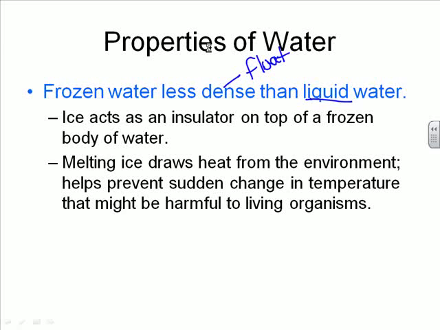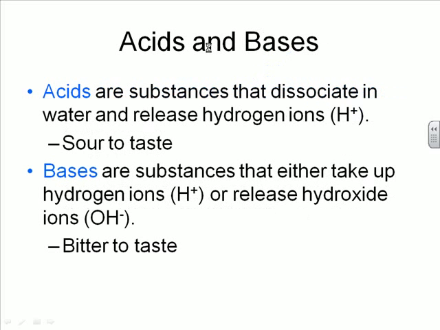We also know that as the ice melts, it draws heat from the environment, prevents those sudden changes in temperature, and allows the things to live throughout the fluctuations of temperature changes. So water has a high heat capacity. It has a high heat of vaporization. It's our universal solvent. It's cohesive and adhesive. It clings to itself and vessel walls. Water has a high surface tension, and we know that frozen water is less dense.